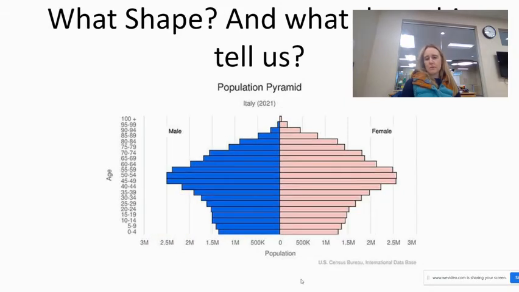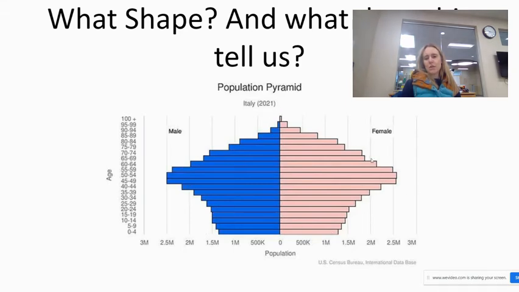And then this last population pyramid is Italy. What do you notice about Italy? What shape do you think Italy is? All right, if you said cup, that is correct. It is a cup shape. It has a very, very narrow base and a very kind of heavy top.